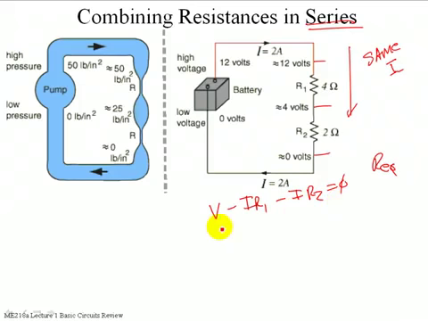So we can flop things around here. V equals I R1 plus I R2, I times R1 plus R2. So resistors in series add simply algebraically.